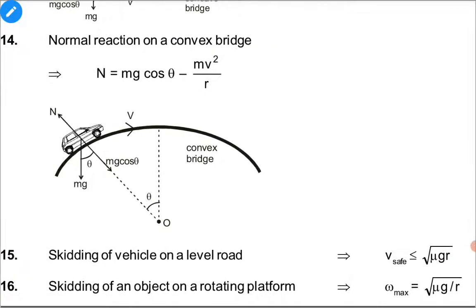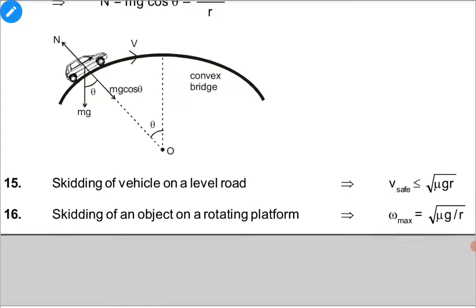In case of skidding of a vehicle on a level road, safe velocity is less than or equal to under root mu g r, where r is the radius, g is the acceleration due to gravity and mu is the coefficient of friction. Skidding of an object on a rotating platform, in this case maximum angular velocity equals under root mu g upon r.